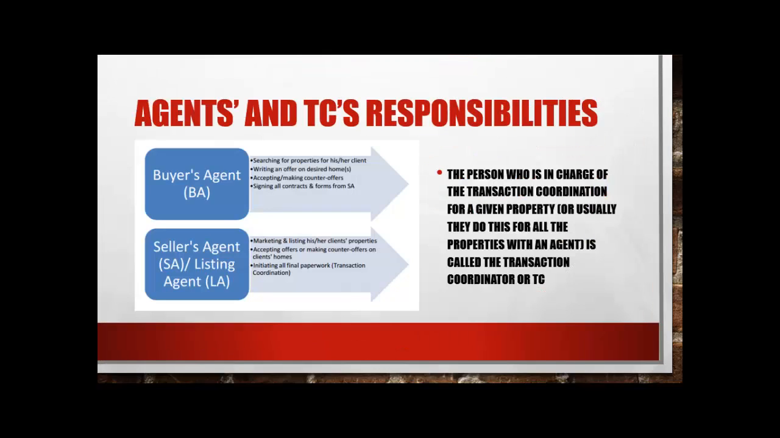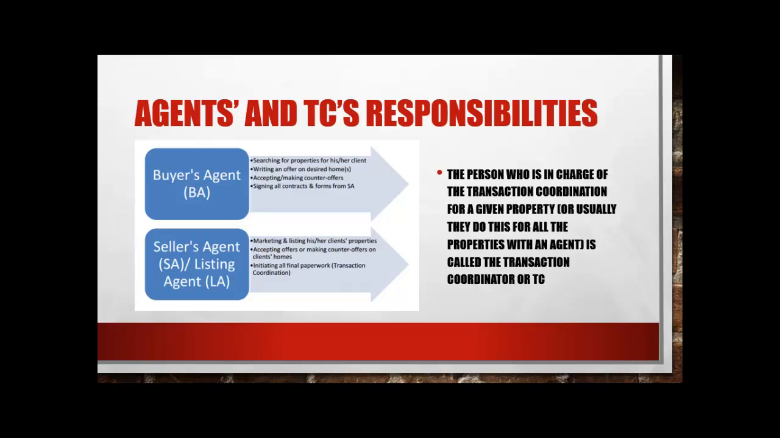So to start with, let's discuss the agent's and transaction coordinator's responsibility. For the agents, there are two: the buyer's agent and the seller's agent or listing agent. The buyer's agent will be responsible for searching for properties for his or her client, writing an offer on desired homes, accepting and making counter offers, and signing all contracts and forms from the seller's agent.